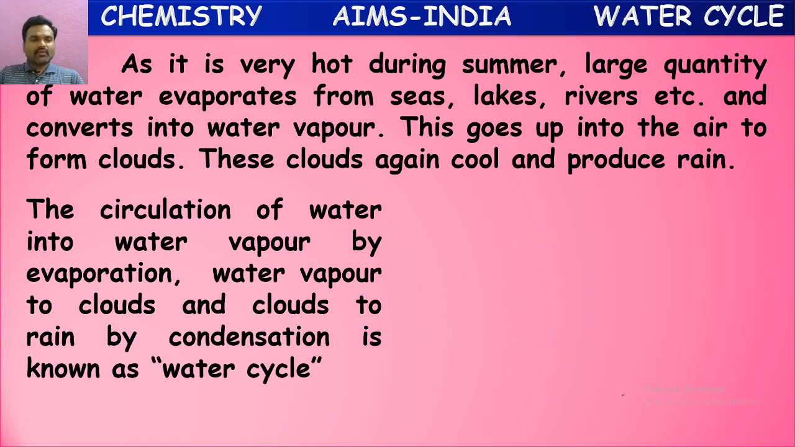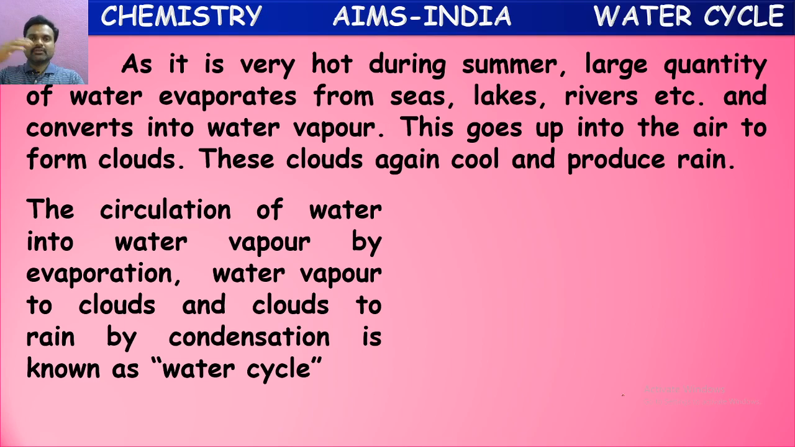The circulation of water into water vapor by evaporation, water vapor into clouds, and clouds to rain by condensation is known as the water cycle. So what is happening? The same water is converting from one form to another form, first causing rains, then reaching oceans, and this ocean water evaporating. This evaporation forms clouds. These clouds again cause rains.